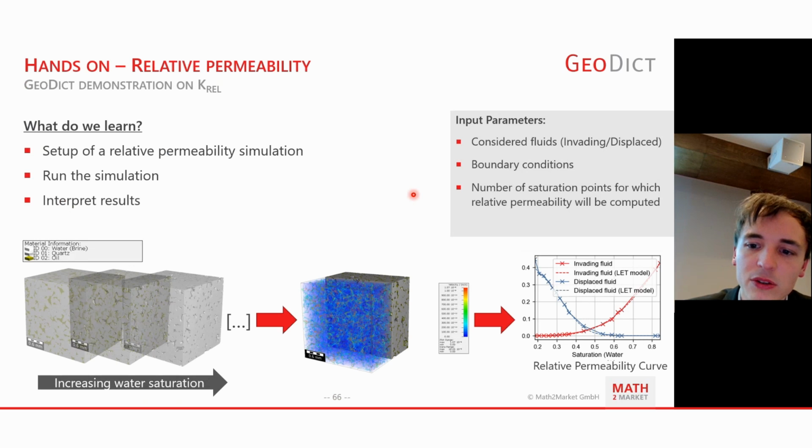And I would like to show you how to set up a relative permeability curve in GeoDict. As an input, you would have the structures that I obtained from my imbibition process, so different saturations of oil and water. And based on these structures, I can now compute the effective or the relative permeability for each of these saturation steps to obtain the relative permeability curve you can see here on the right.